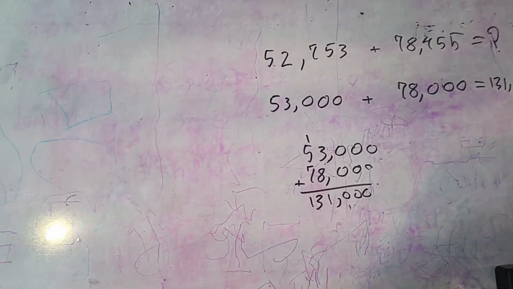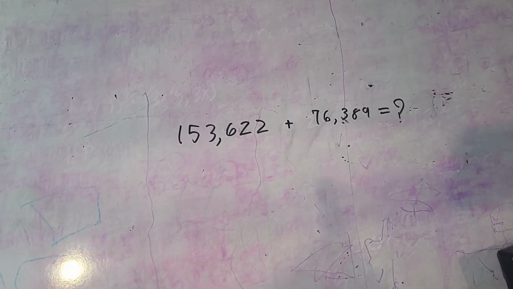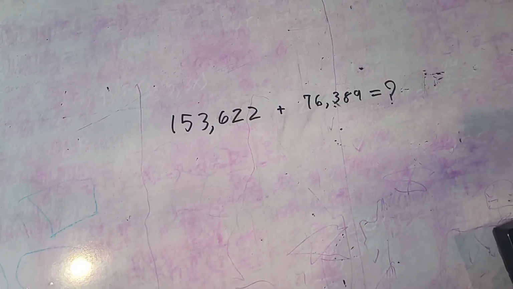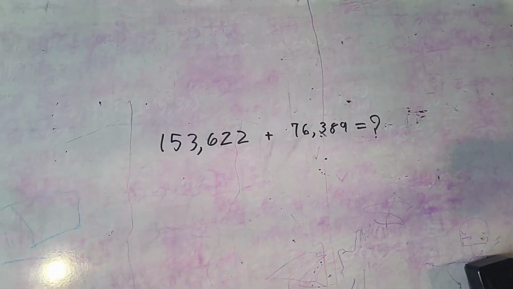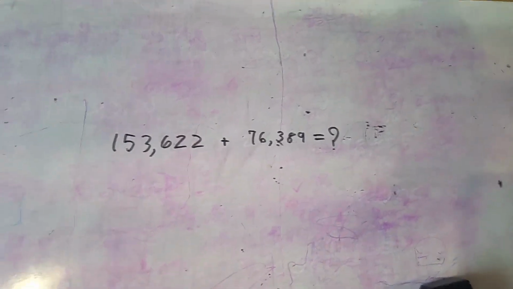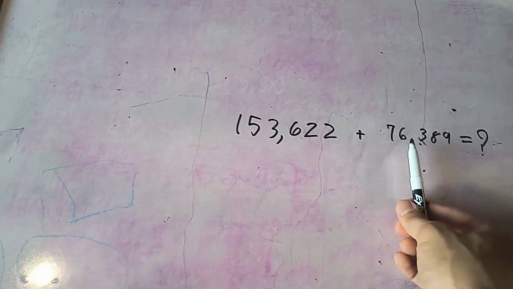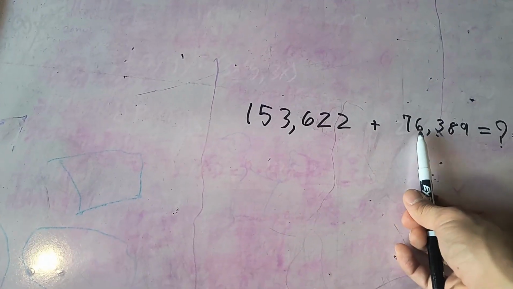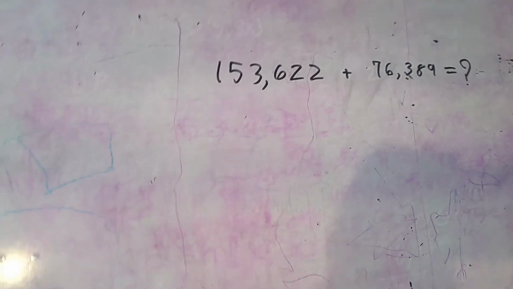Okay, let's do one more. What is 153,622 plus 76,389 estimated? What is our estimation if we round to the nearest thousands, which is this place right here? This is the thousands place right there. So let's first do the larger number right here.